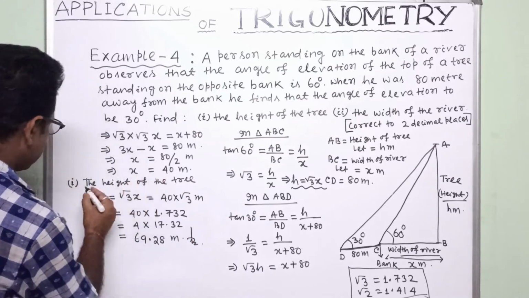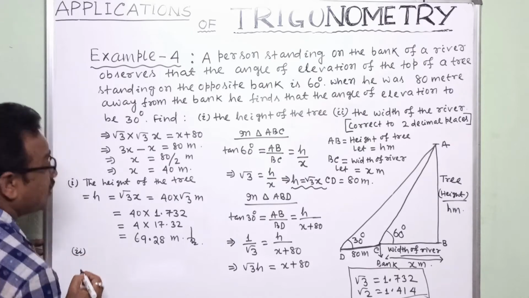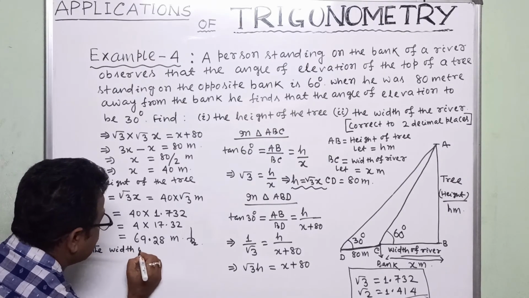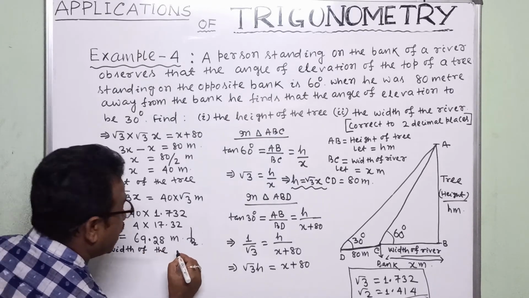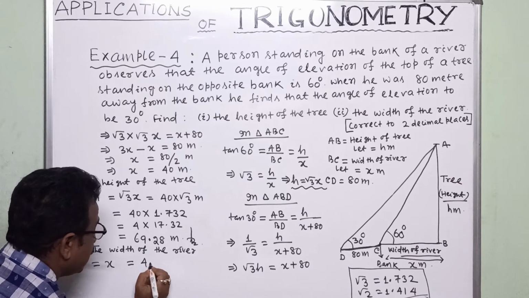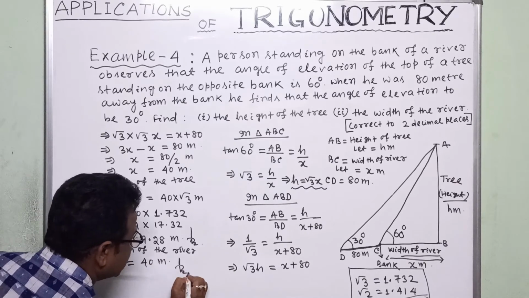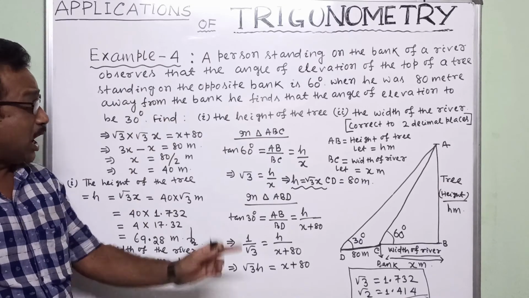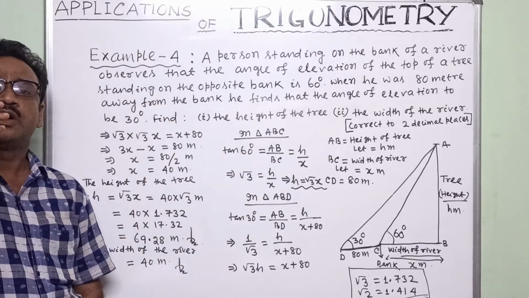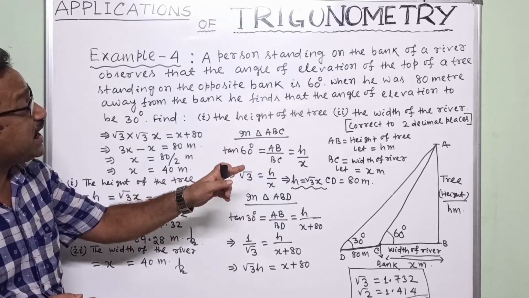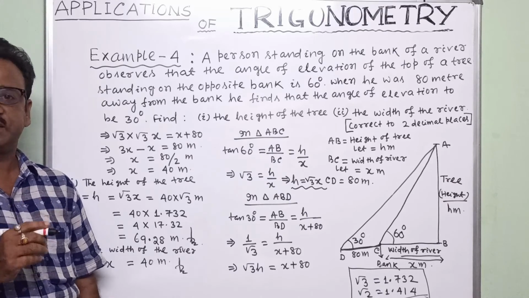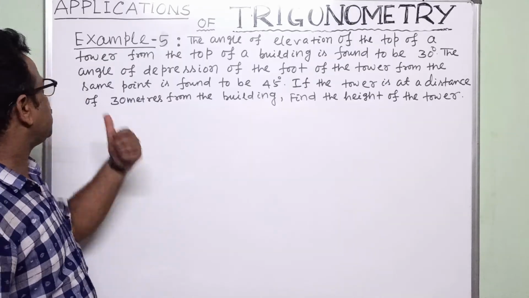Now the width of the river is equal to X, which is equal to 40 meter. This is the answer. So you have to remember the value of root 3 as well as the value of root 2, so that you can find the answer correct to 2 decimal places or correct to 1 decimal place. Now move on to the next example.